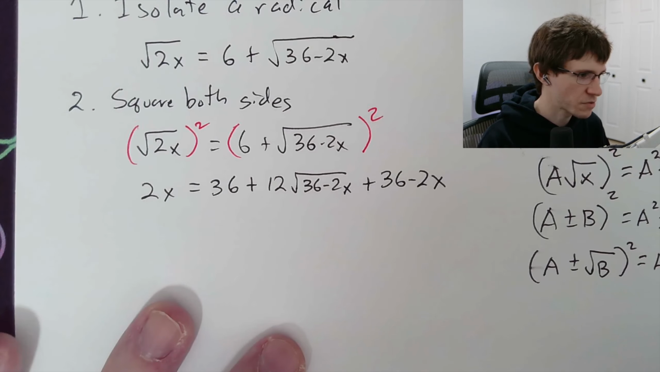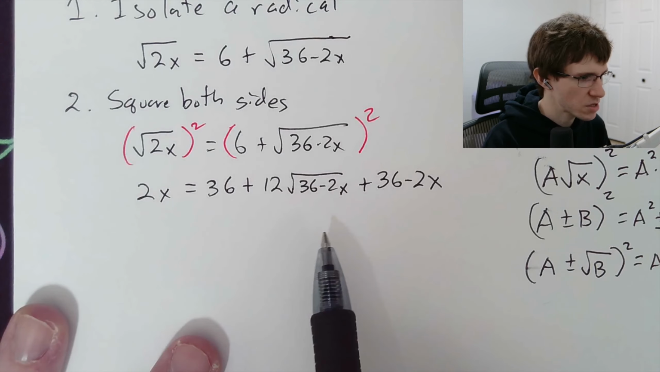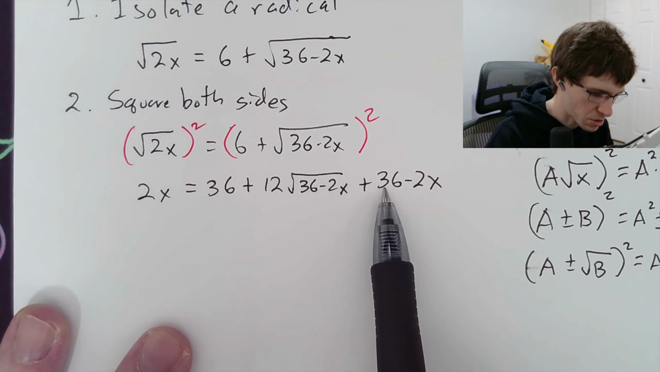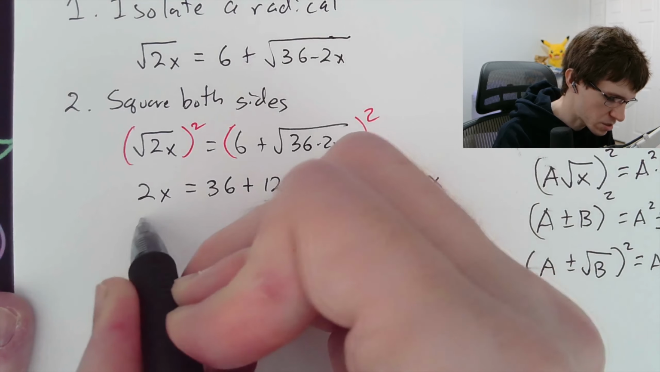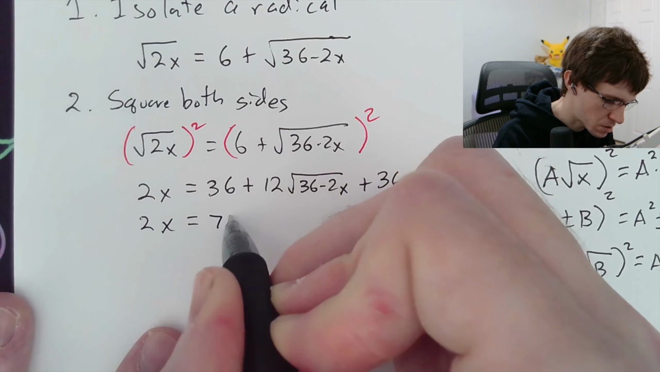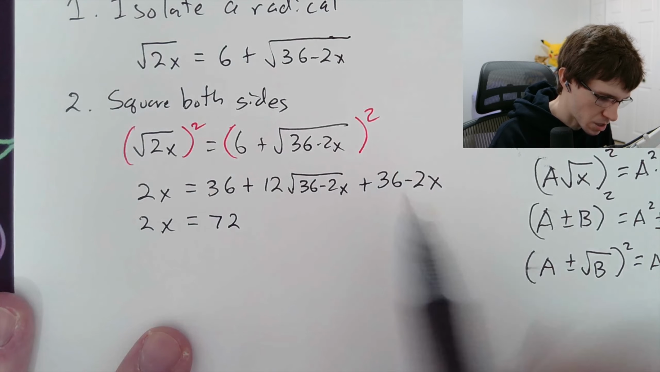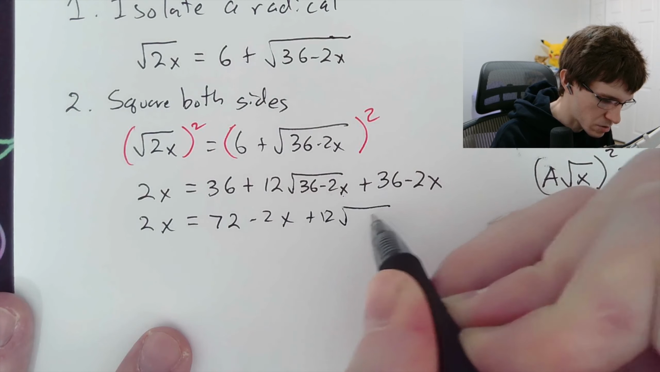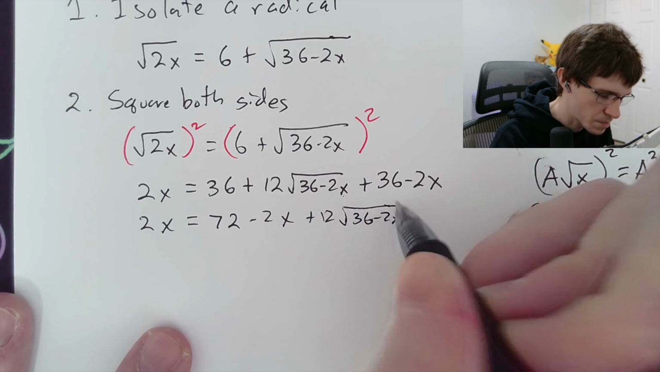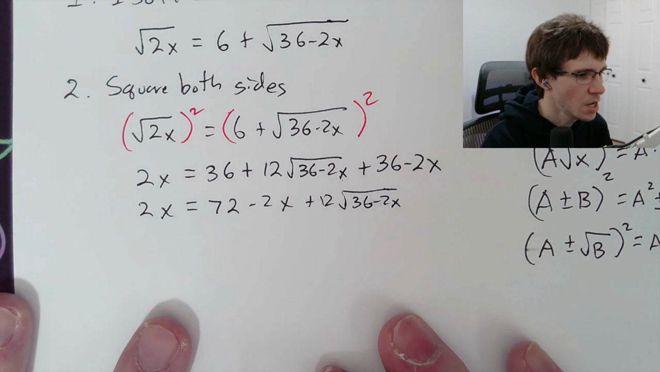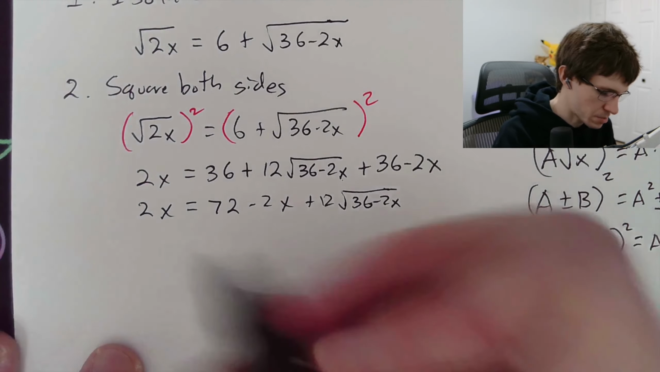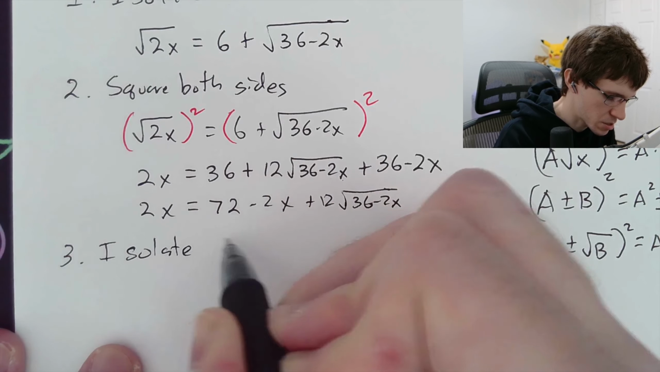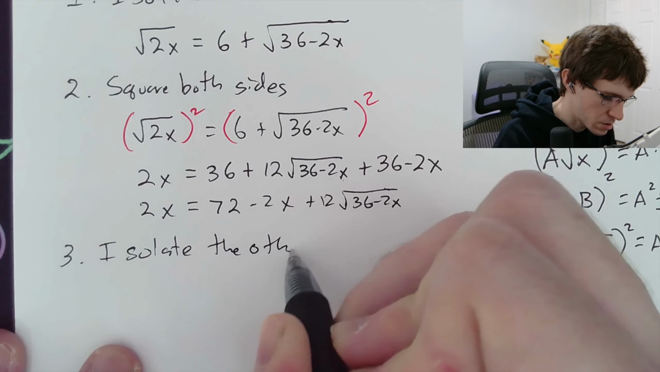So we're going to go ahead and simplify now. In order to simplify this thing, we're going to notice that we have a 36 here and a 36 here. That's going to make that 72. And looks like we have a minus 2x and a plus 12 square root of 36 minus 2x. A little simplified. Now we're going to go ahead and do step number 3. Step number 3 is isolate the other radical. Isolate the other radical.